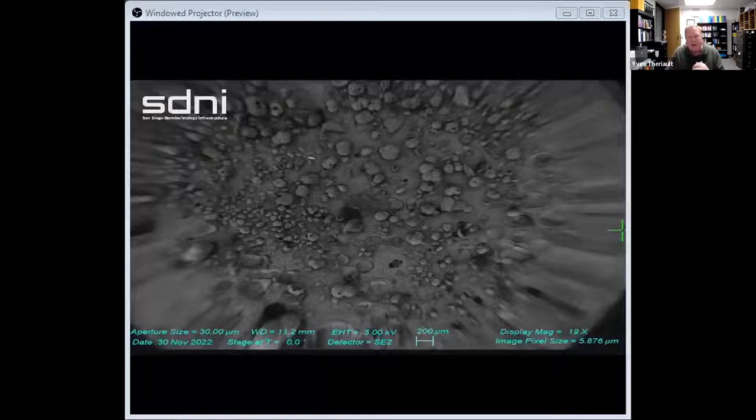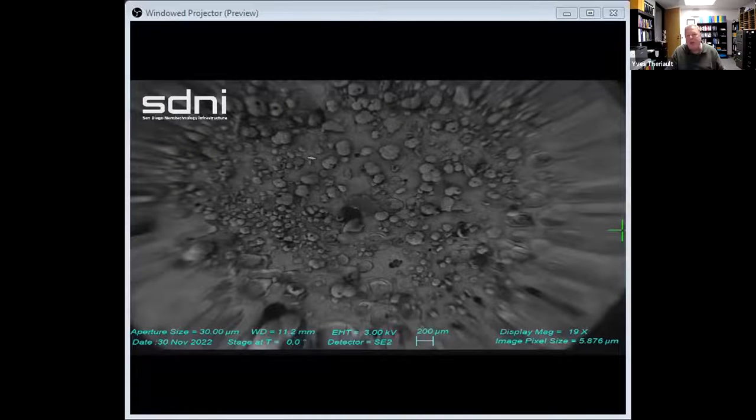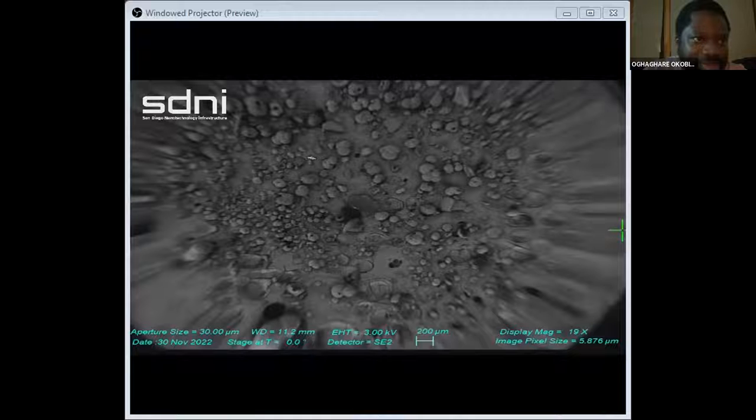So Ogagare, when you receive it, you'll have a big window. Reduce the window and put it on the right-hand side of your screen. After that, you need to request remote control. That's something we forgot. There is a view option with an arrow on the top. You click on this and request remote control. Once you have that, you will be able to control the SEM. Okay, let me do that.